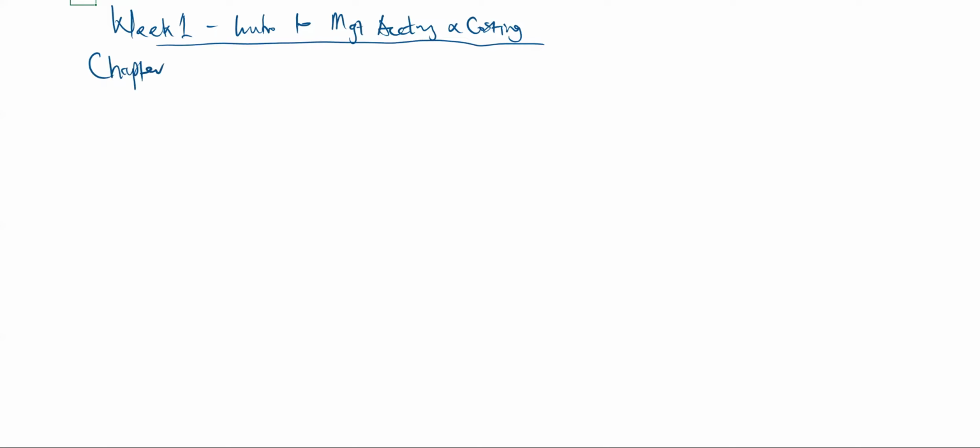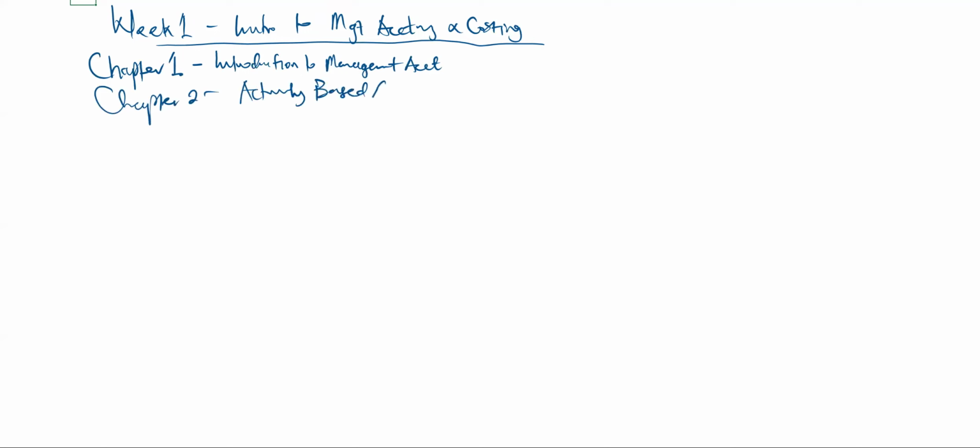Write it down. Week 1 is intro to management accounting and costing, right? So that's the first week, and we are using the ICA book. We are going to do chapter 1 of the ICA book, which is Introduction to Management Accounting, okay? And then we are going to do chapter 2, which is what? Activity-based costing, right?